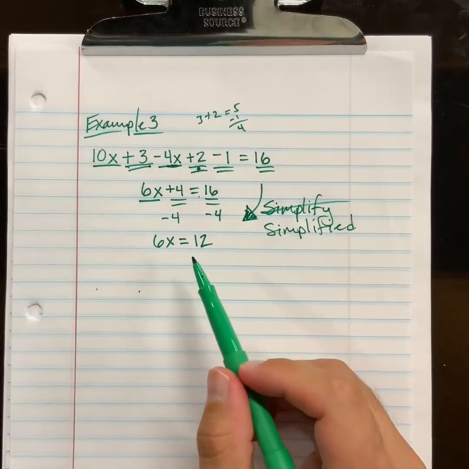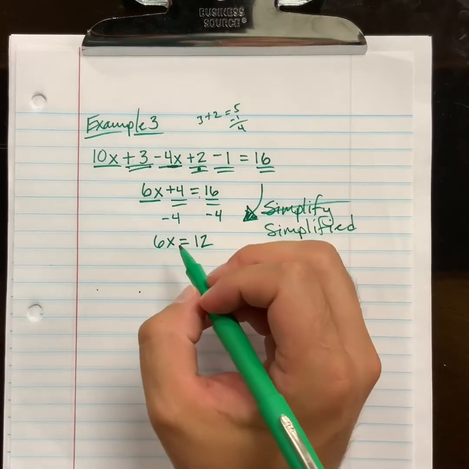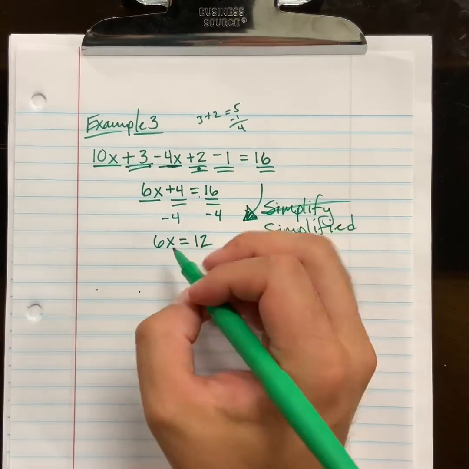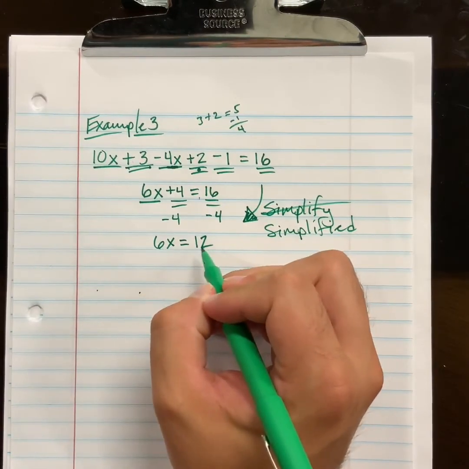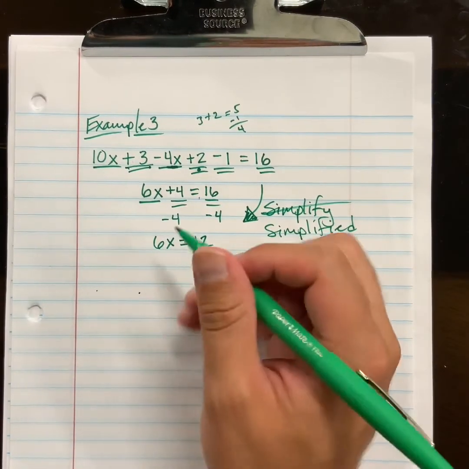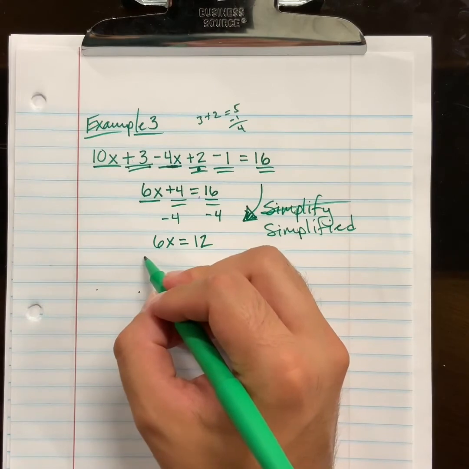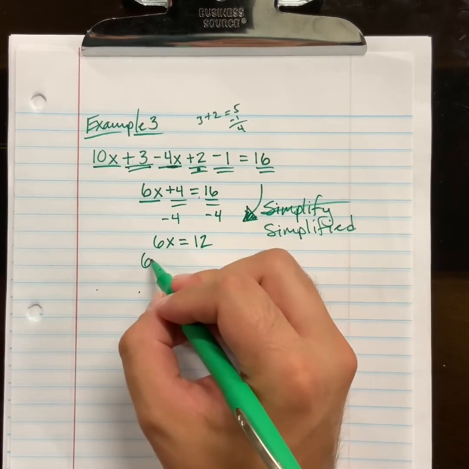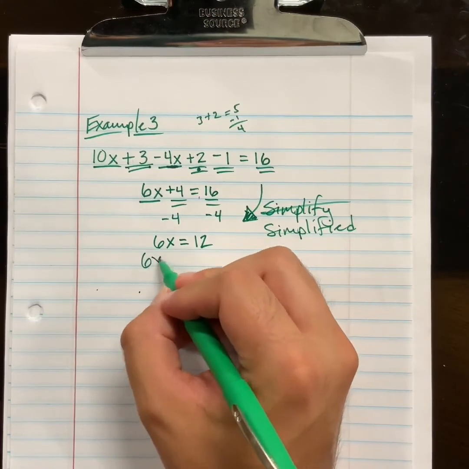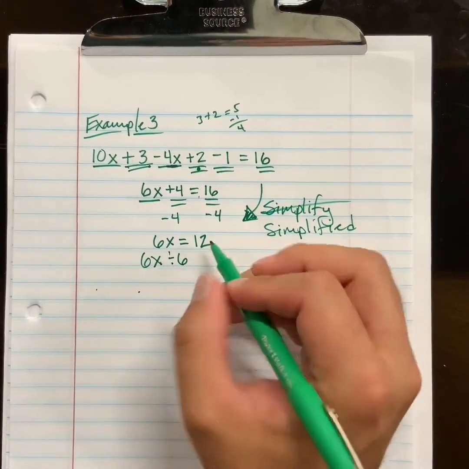So 6x equals 12. We're going to do opposite operations here. We could think of what number can I multiply times 6 to equal 12, and that would be what x is equal to. But let's just do it mathematically. So 6 times x, and we're going to divide by 6.